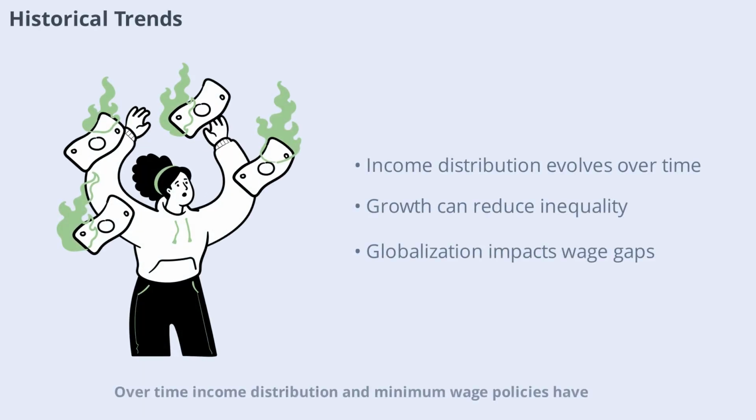Over time, income distribution and minimum wage policies have evolved in response to changing economic conditions. In many countries, periods of rapid economic growth have led to rising wages and reduced inequality. However, globalization and technological change have also created new challenges, sometimes widening the gap between high and low earners.